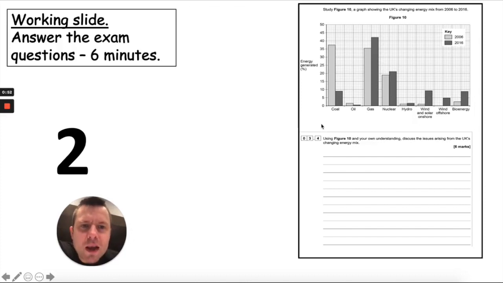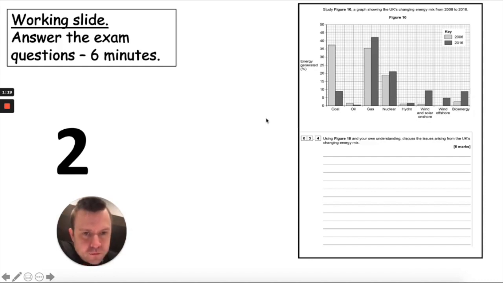Just very quickly glancing at this, well, coal has gone from 37.5% down to 9% in 10 years. That's a massive change. If we look at gas, there's been a significant increase of over 10%. Nuclear's gone up a bit, but we've seen the most dramatic changes with our renewables. So wind and solar onshore, wind offshore, and bioenergy.